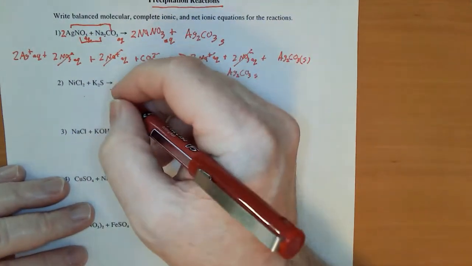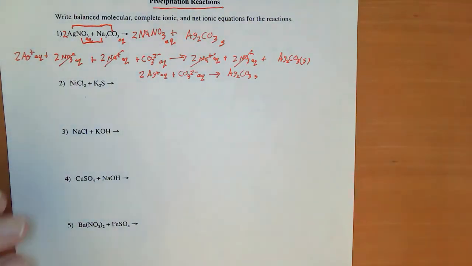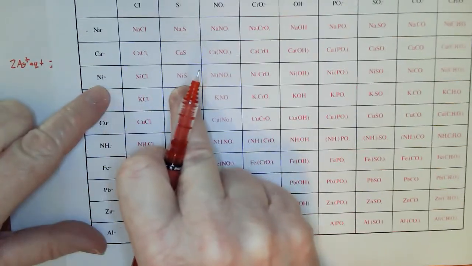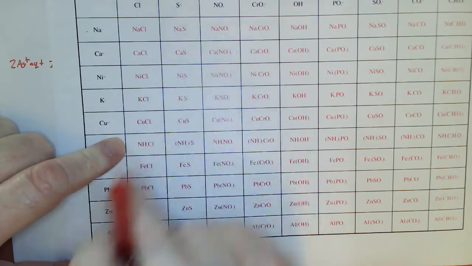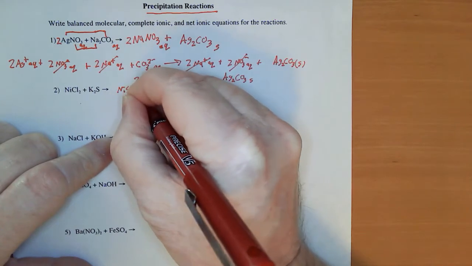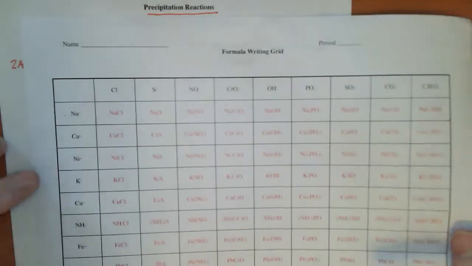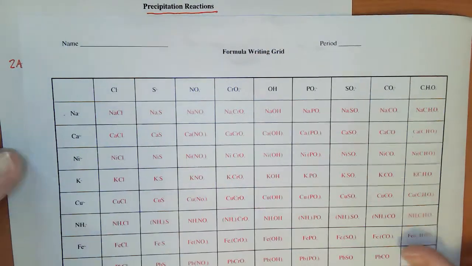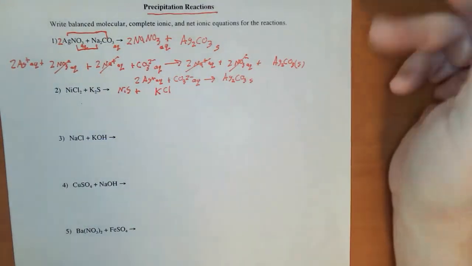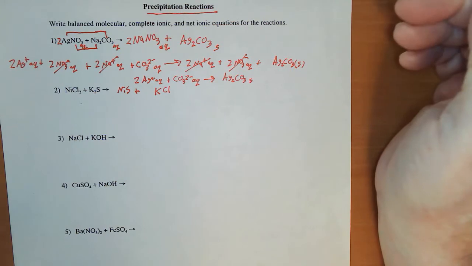Now I'm swapping in number 2: nickel is going to be hooking up with sulfide. So I'm looking over here at my table. I have nickel. I go across, ooh, hey, right there, sulfide. That's NiS. So I write NiS. And K is hooking up with Cl. So I go back over here, K and Cl, that's KCl. Now, if you know how to write your formulas well, you don't need to look at that grid. But I don't think you've had quite enough practice yet. So you probably need to do some more of that.